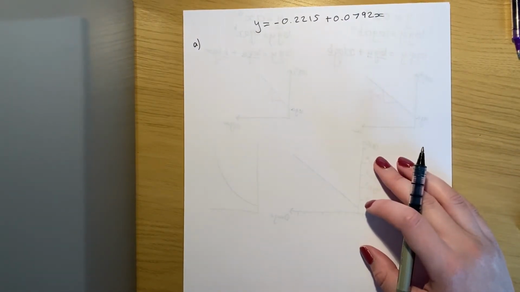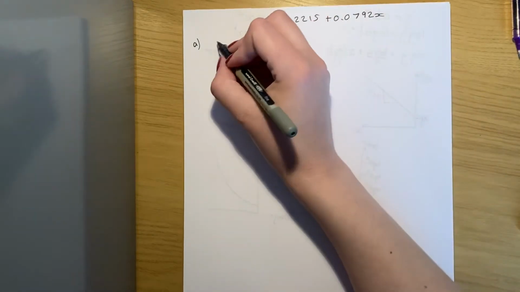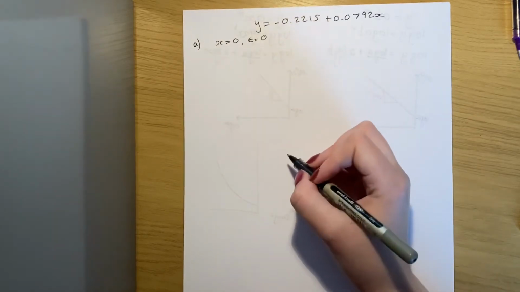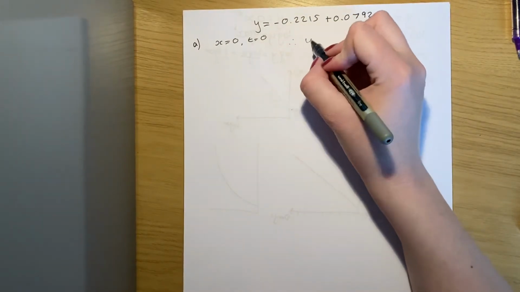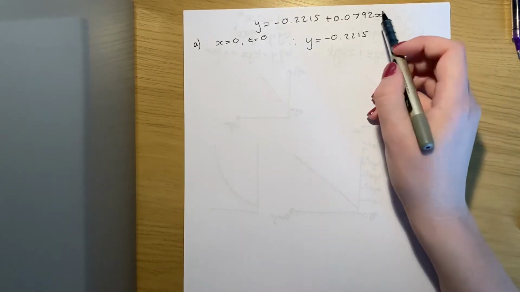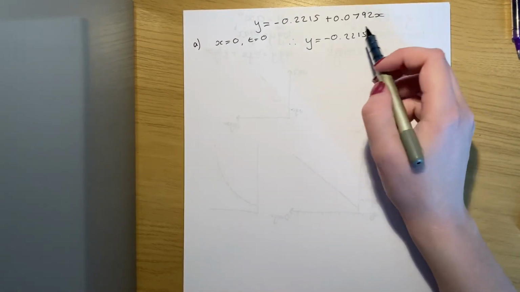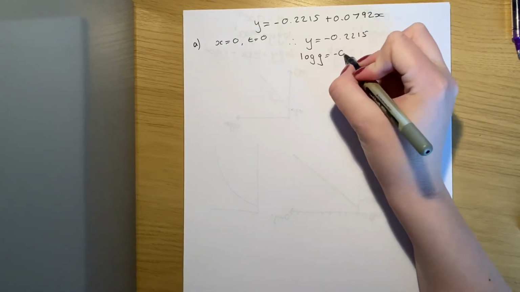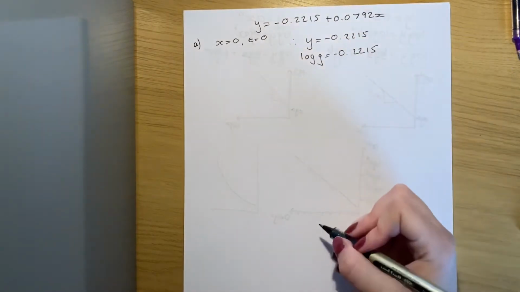So first of all, I know that when x equals 0, t equals 0. So therefore, when x is 0 and t is 0, that term would be eliminated, so I know that log g must be equal to that intercept, negative 0.2215.